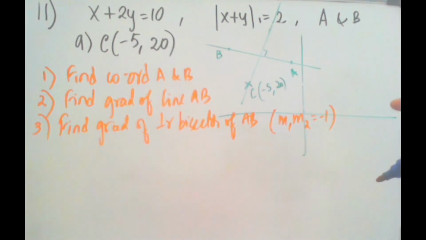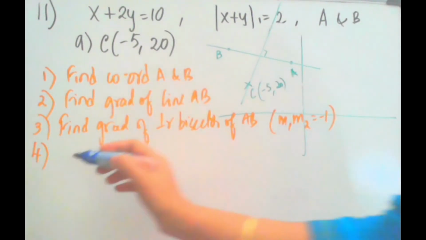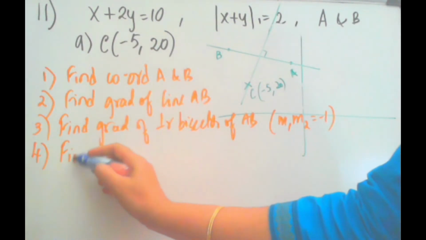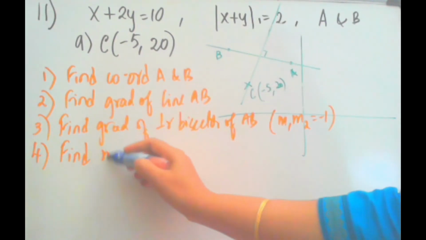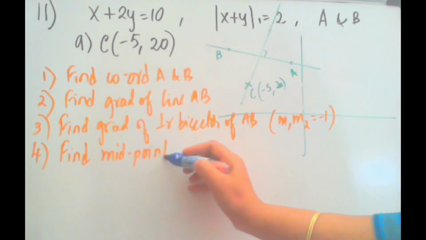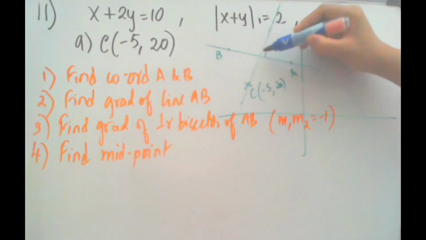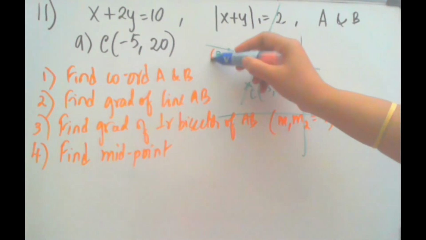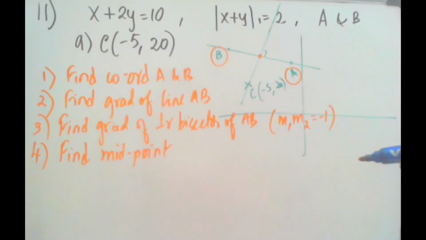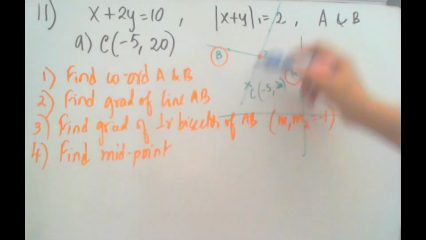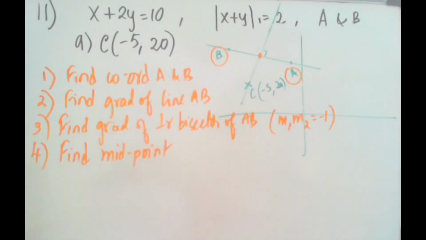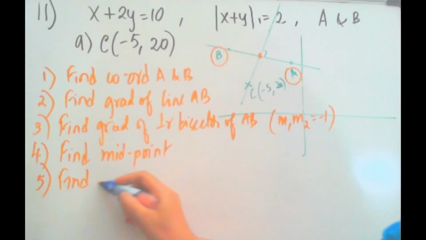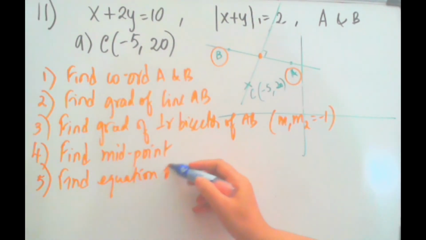So once the gradient is clear, find the equation. Even before finding the equation, we want one point on this line. So find the midpoint, because remember it is a perpendicular bisector. Bisector means it passes exactly in between A and B. So we have to find the coordinates of A and B, the gradient of this line, the midpoint, and the fifth step will be to find the equation of the perpendicular bisector.